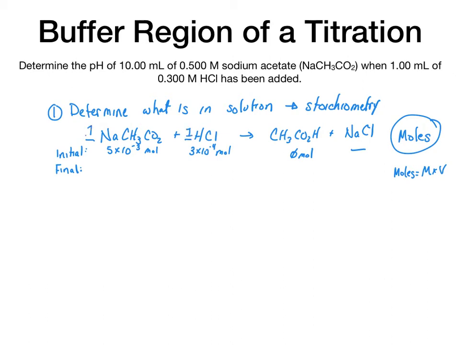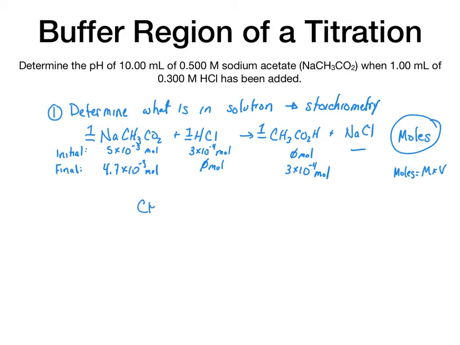The nice thing is that these are in a 1-to-1 mole relationship, which means that the species with the least amount of material is going to get used up. And so that means that I'm going to use up all of my HCl. It is my limiting reactant, which means that I can create 3 times 10 to the minus 4 moles of acetic acid, again, because this is in a 1-to-1-to-1 stoichiometry. And what is left over here is 4.7 times 10 to the minus 3 moles of sodium acetate. Now, to get that, I subtracted the initial values because 3 times 10 to the minus 4 moles of the acetate reacted and disappeared.